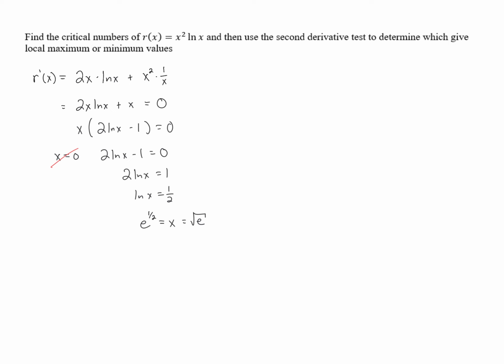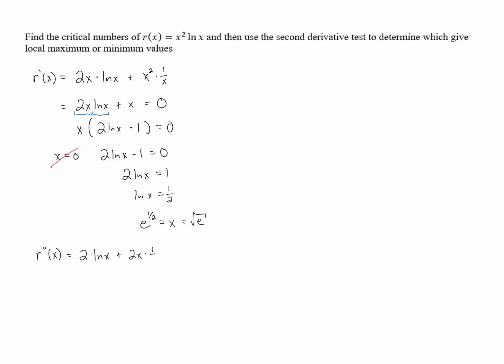Now, if we want to use the second derivative test to figure out if this is a local minimum or maximum value that we get, we need to differentiate the derivative to get the second derivative. So we need to differentiate 2x ln of x plus x. If we differentiate 2x ln of x, we're going to use the product rule. I'm going to split this up into 2x times ln of x. So we've got the derivative of the first, which is 2, times the second, ln of x, plus the first, 2x, times the derivative of the second.